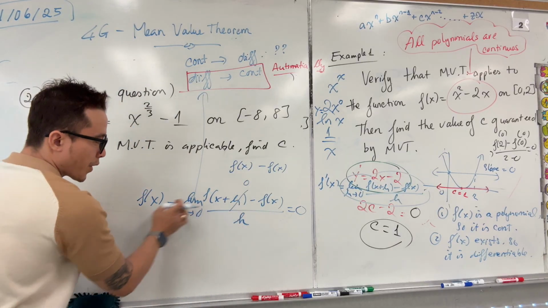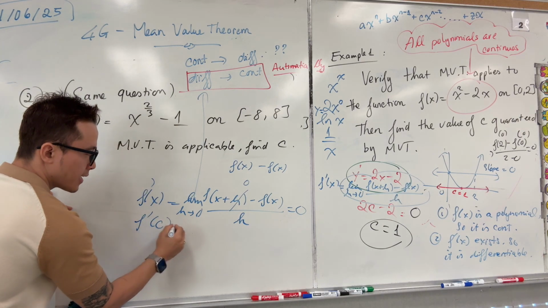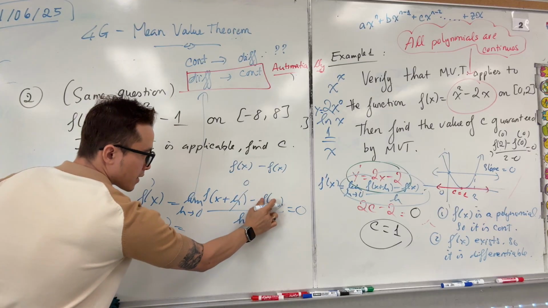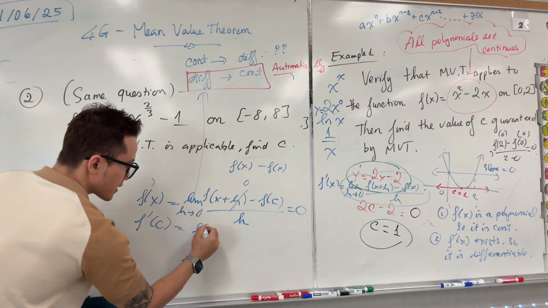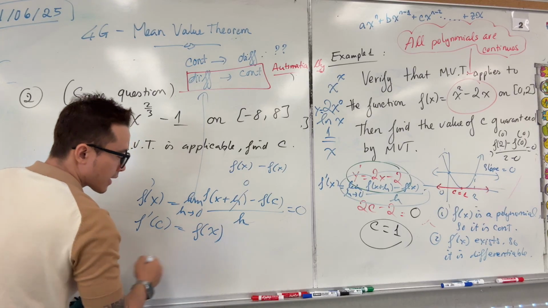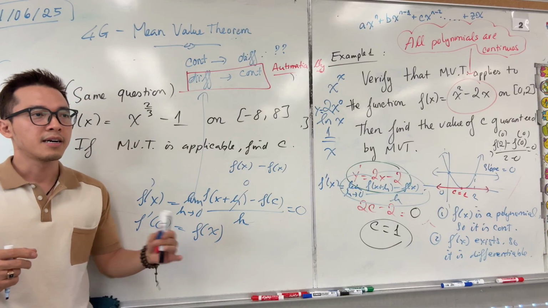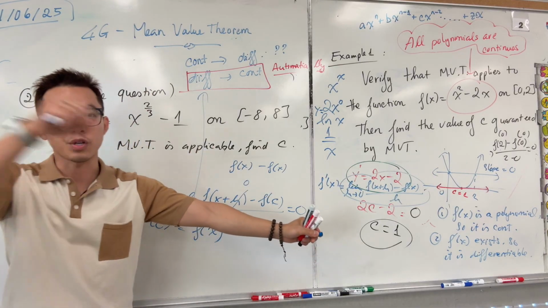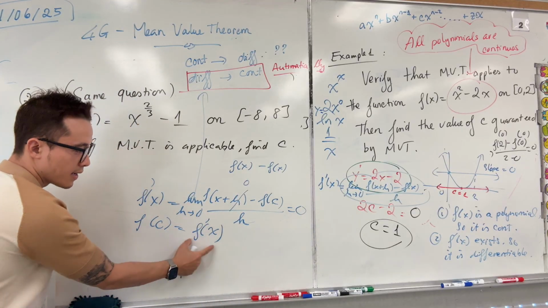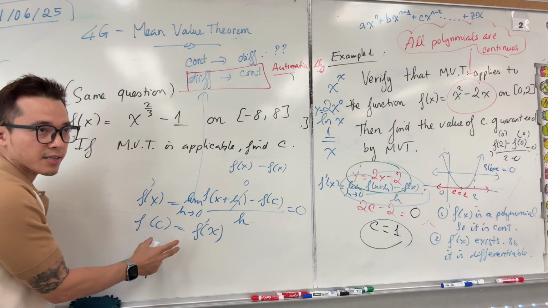If you plug in any point like f(c), then f(c) equal to the whole thing here equal to 0. That means f(x) equal to f(c). I mean, what is the definition of continuous? The left equal to the right and equal to the middle, right? So this is showing you that the derivative is actually at the point. So that means it's continuous.